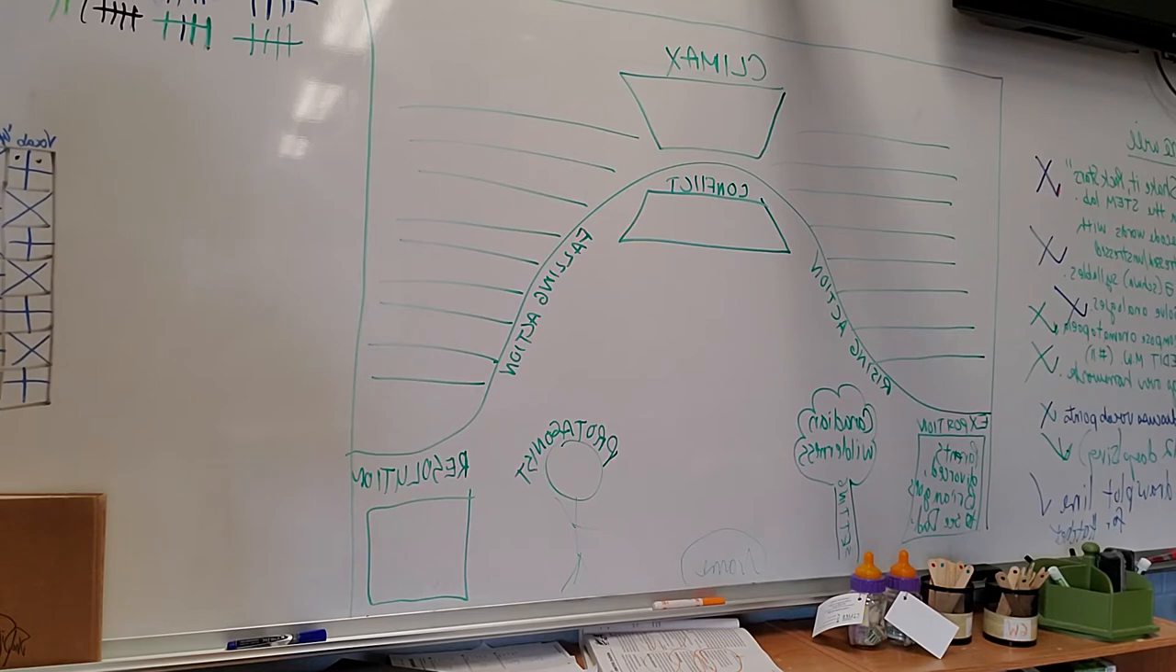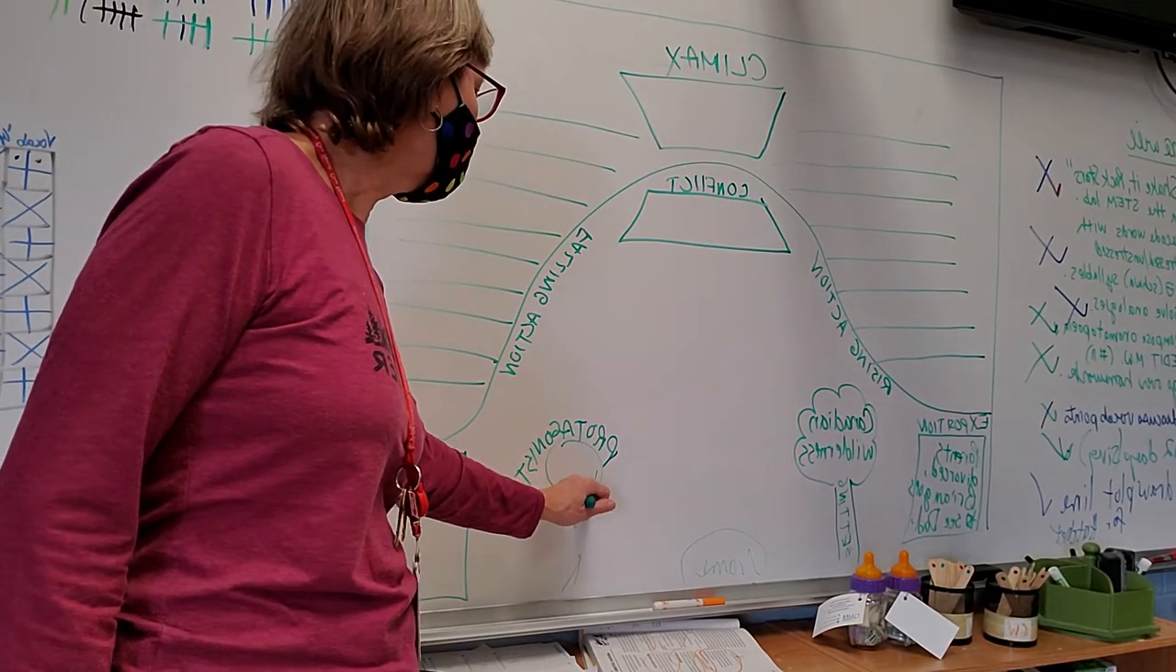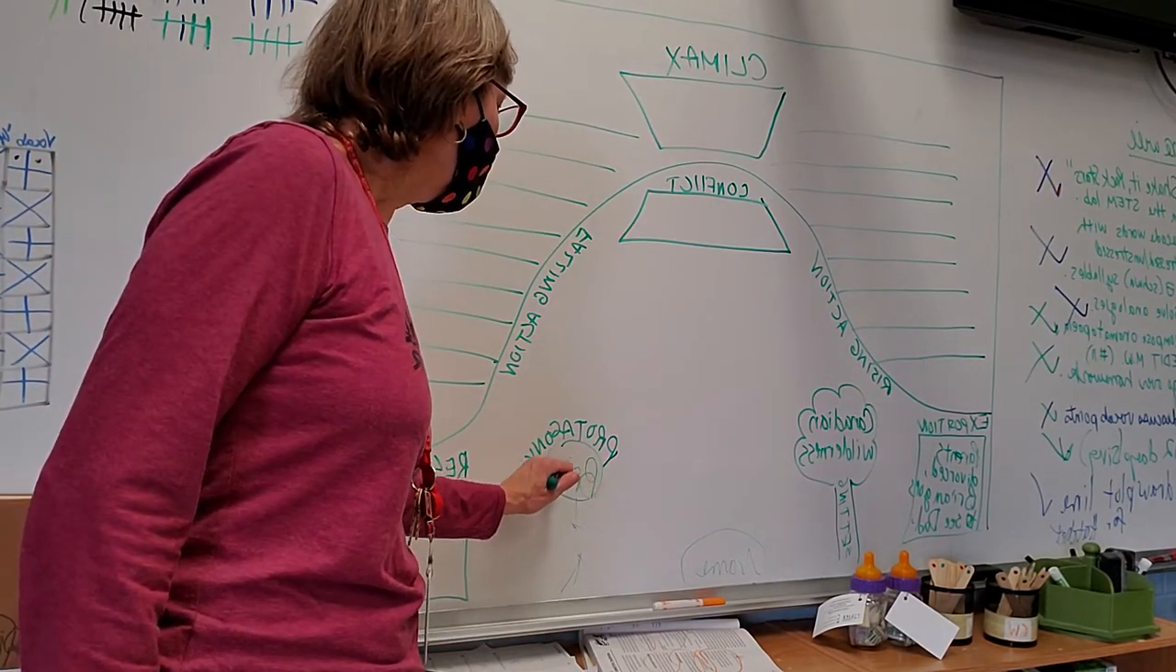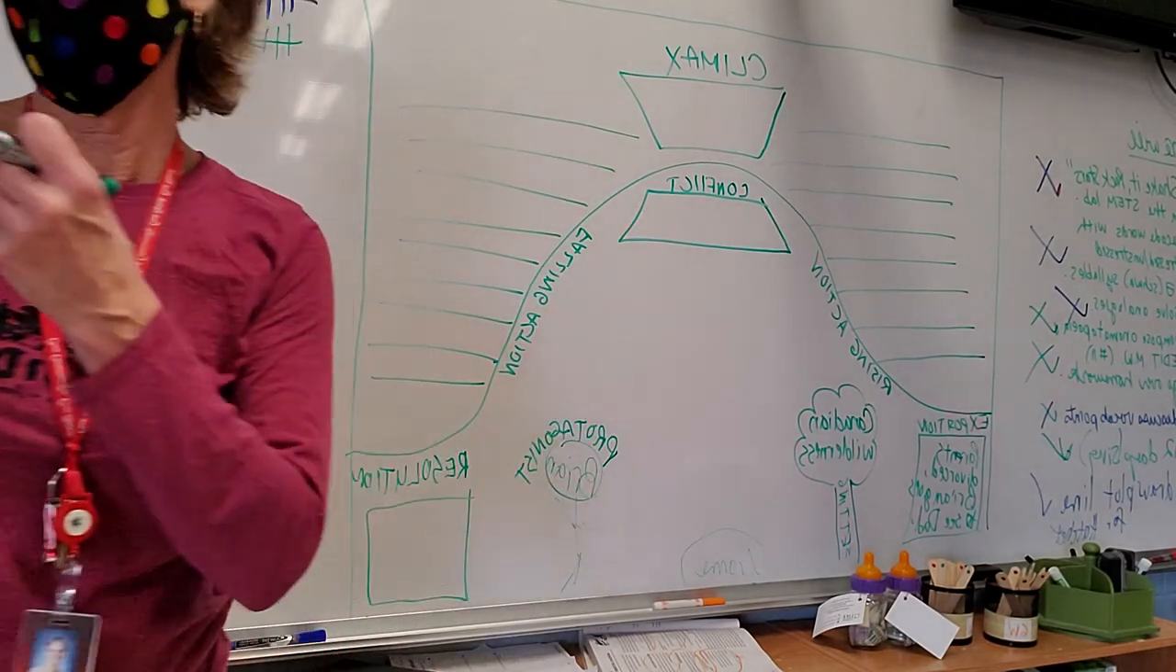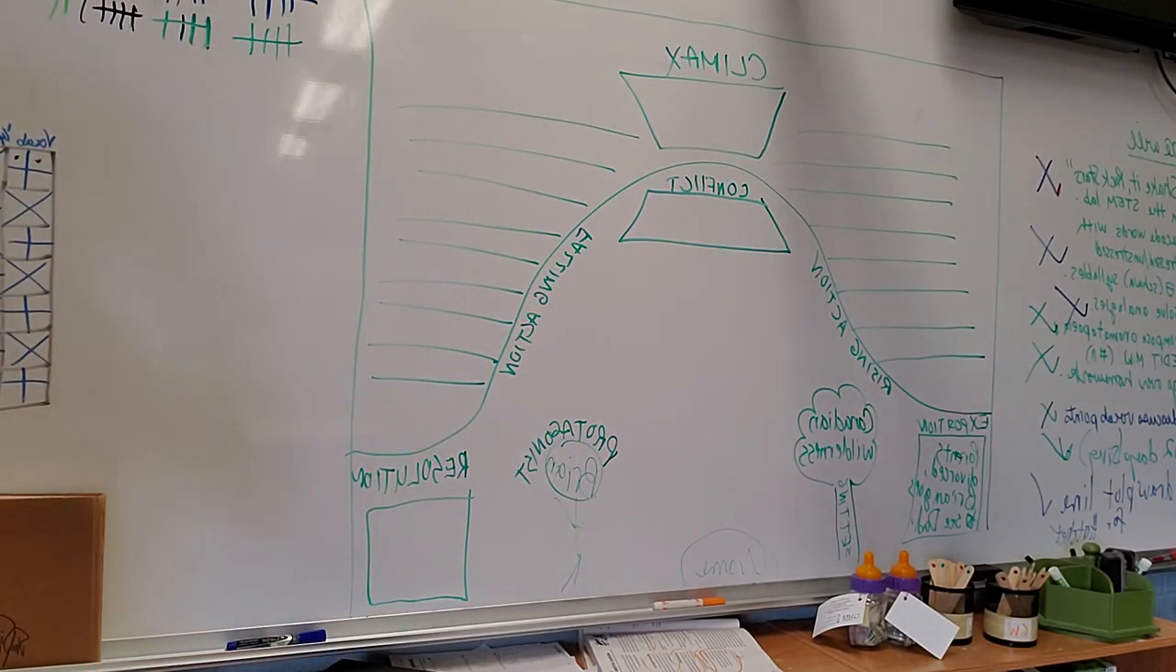Protagonist is the main character. Everybody, who is it? Brian. Make sure you don't spell Brain. B-R-I-A-N, not B-R-A-I-N. Brian. You have to spell Brain in the brain area.